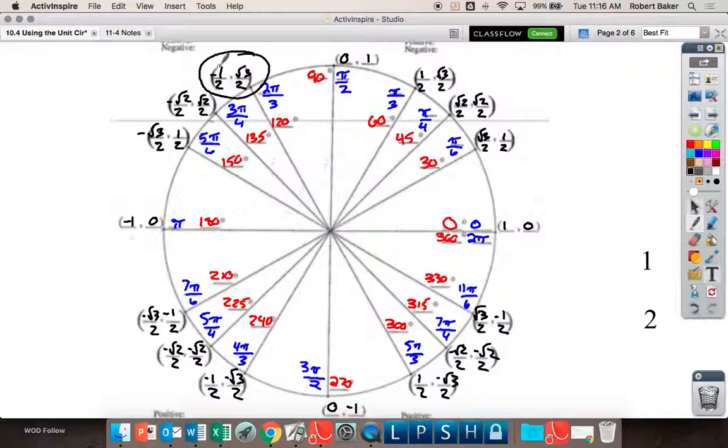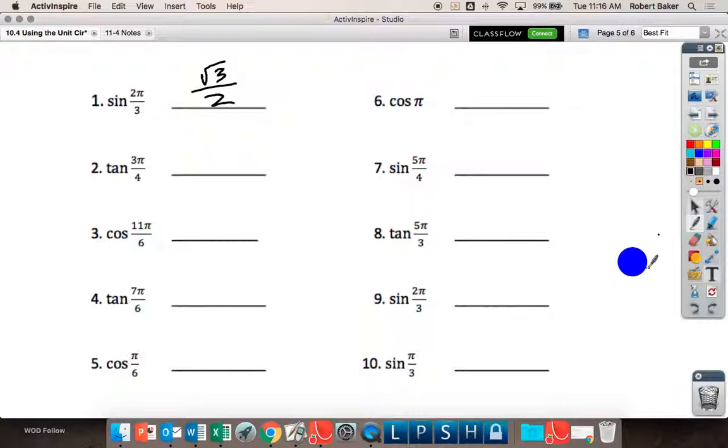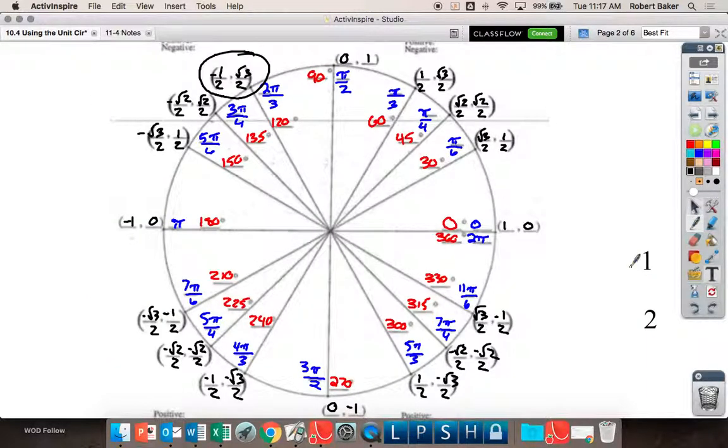That's all we're doing. Okay, so go back to our first set of questions. Watch this. Now, pick another one. Number 3. The cosine of 11 pi over 6. Go back to my unit circle. Find 11 pi over 6 right here. The cosine of that value. We're looking at this coordinate. And the x value, or the cosine value, is the square root of 3 over 2.